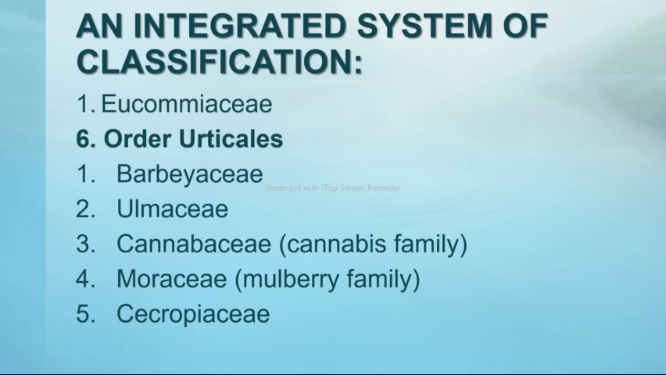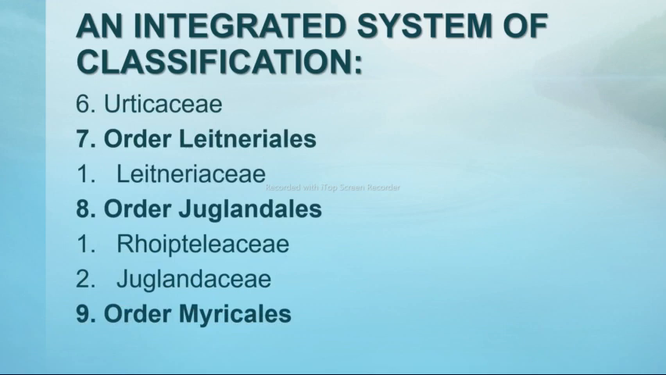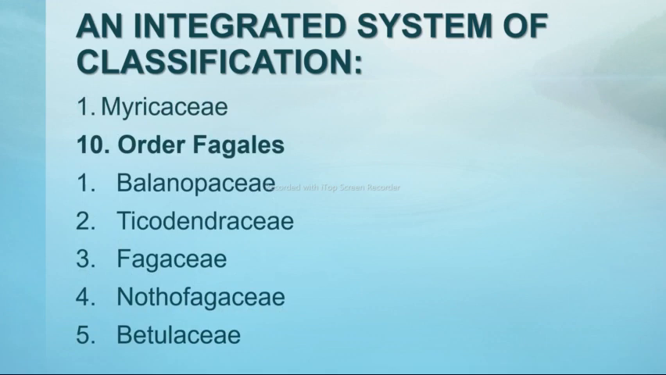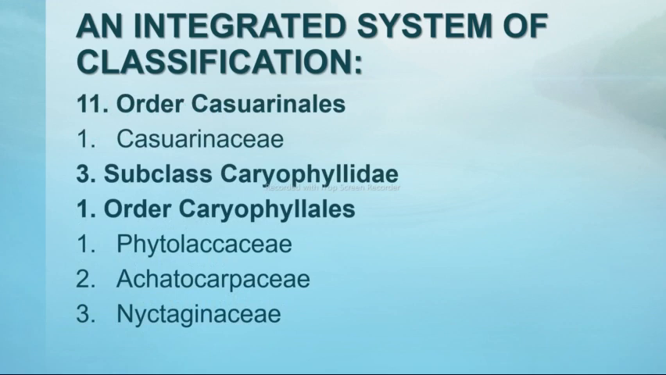Cecropiaceae. So the sixth is the Urticaceae, and the seventh order is the Leitneriales, which includes the Leitneriaceae, and the eighth order is the Juglandales, which includes the Rhoipteleaceae, and the next is the Juglandaceae, and the ninth order is the Myricales, which includes the Myricaceae, and the tenth order is the order Fagales, which includes the Balanopaceae, and the next is the Ticodendraceae, Fagaceae, and Nothofagaceae, and the fifth is Betulaceae. And the next order is the order Casuarinales, which includes the Casuarinaceae.